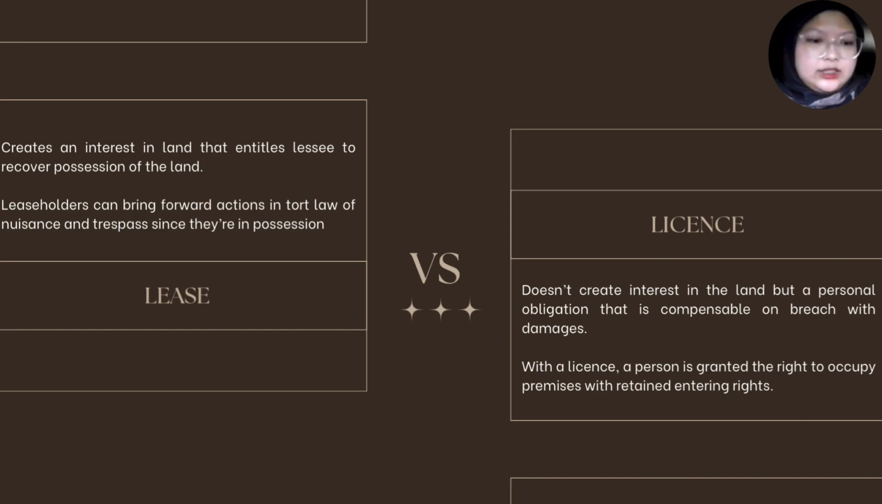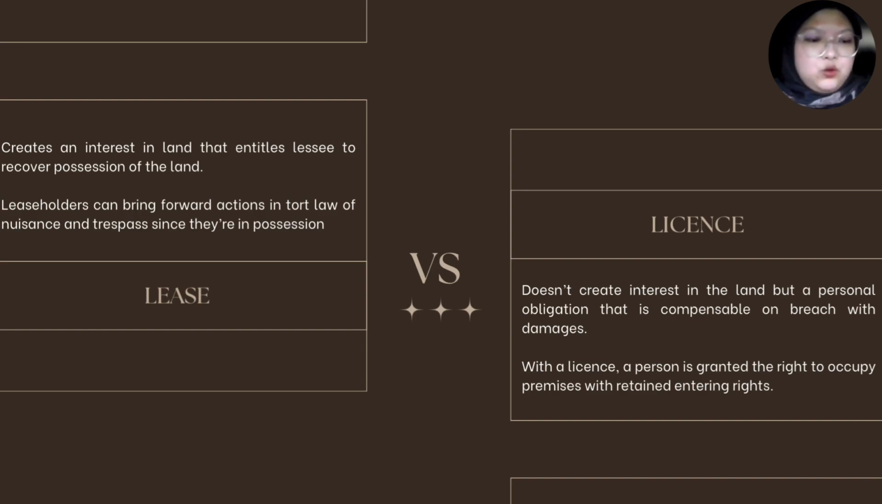While a license doesn't create an interest in the land, but a personal obligation that is compensable on breach with damages. It means that though you are not the owner and you cannot claim the property or land, if there are damages or anything that causes any loss to the land, you are obligated to compensate the owner of the land, because though you're not the owner, you do have a personal obligation to compensate the damages from the breach that you have, because a license is still like a contract.